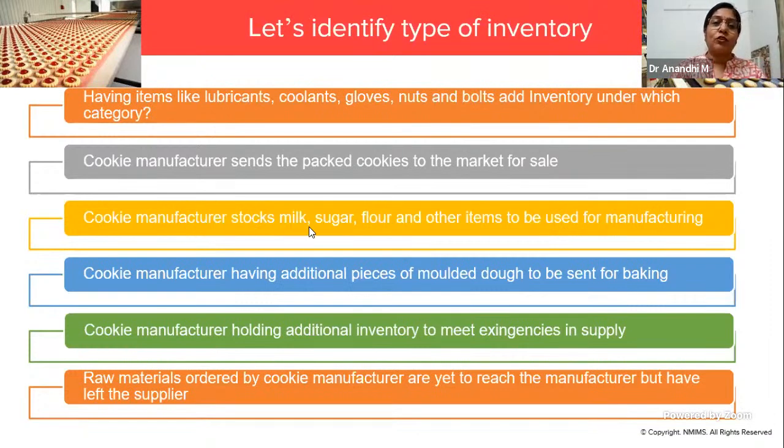So the third one: a cookie manufacturer stocks milk, sugar, flour, and other items to be used for manufacturing. Raw material inventory, you are correct. Yes, that is raw material inventory. All of you are correct.